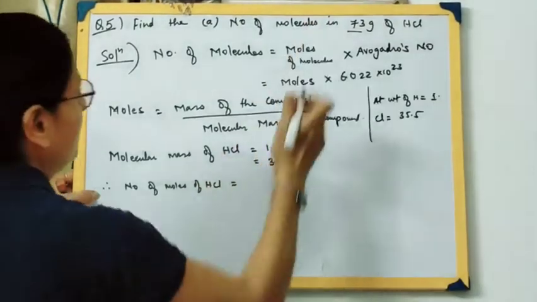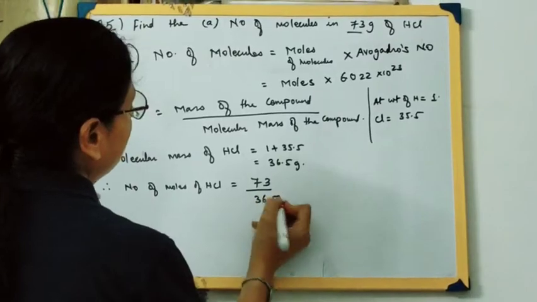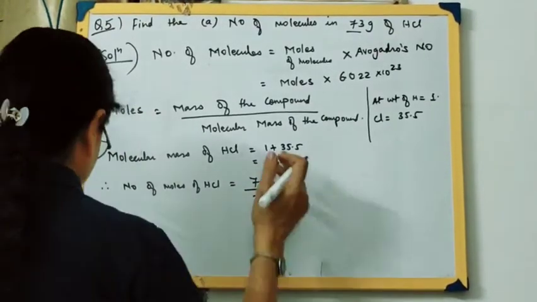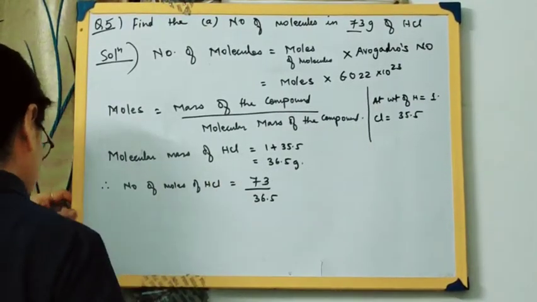So mass of the compound, that is 73 grams upon 36.5 grams. Now either you can just cancel it and solve it over here, but for the sake of simplicity it will be easier for us when we proceed further, so I am just leaving it over here.